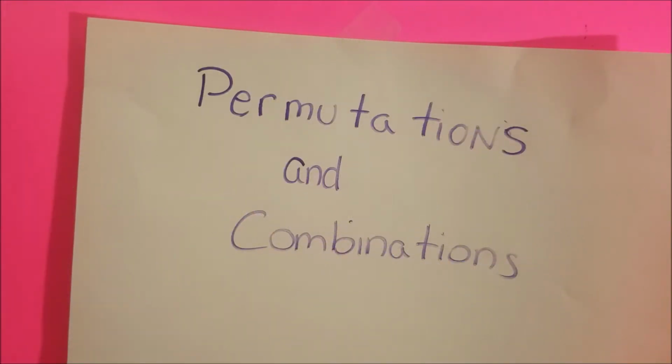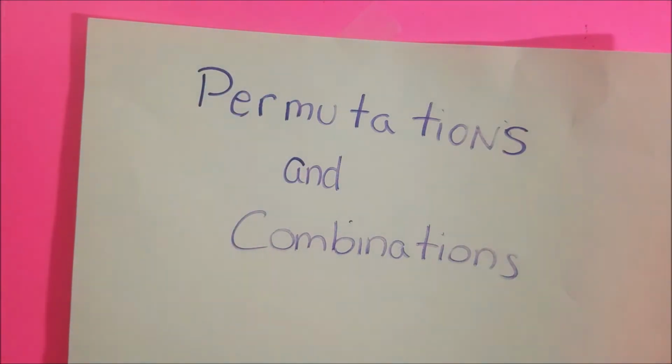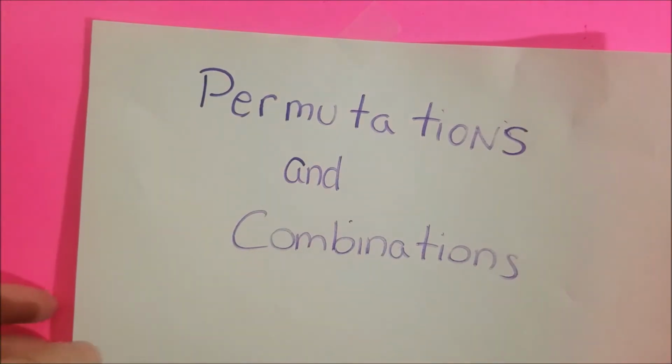Here's our video on permutations and combinations. Permutations and combinations are just a way that we can order items or things in certain combinations or certain permutations.